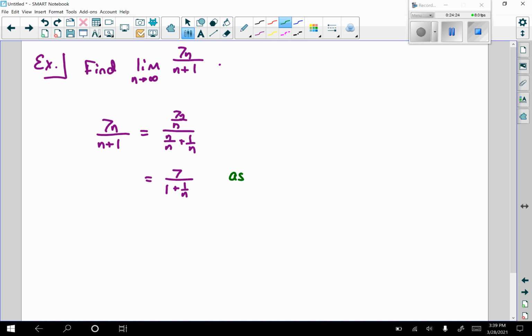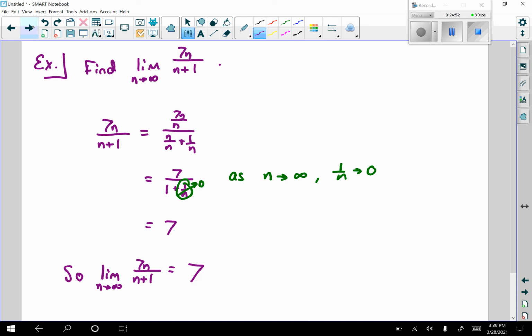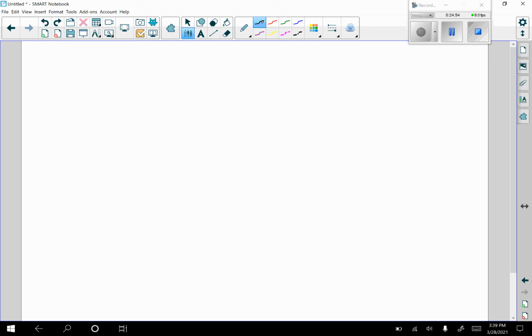And then we would say, as n approaches infinity, this fraction is just going to head to 0. So now we're just left with 7. So then the limit as n approaches infinity of 7n over n plus 1 is equal to 7. Another theorem.